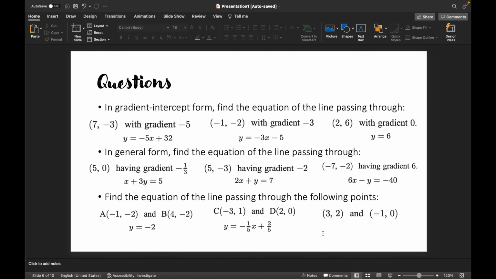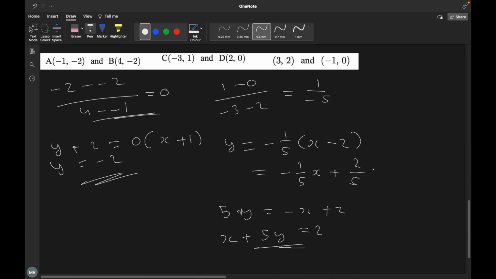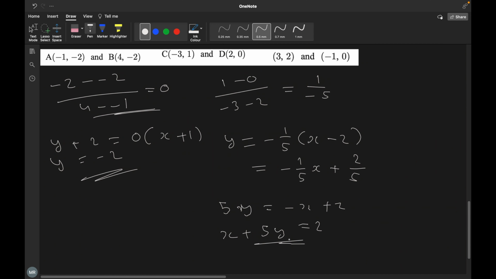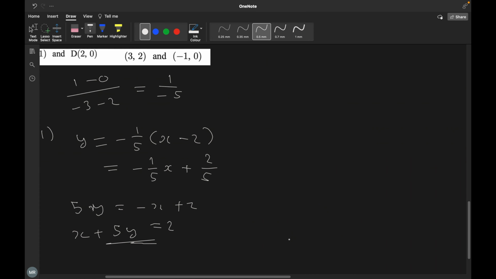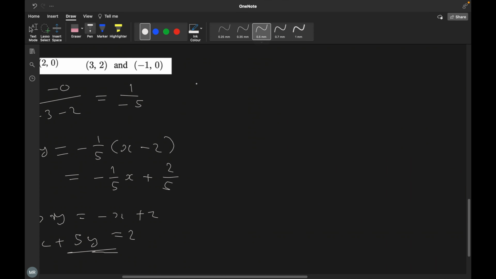So we had it in gradient intercept form, which is this, or you can write it in this form also, general form. So now let's solve the final question. The gradient will be 2 divided by 4, because 2 minus 0, 3 minus 1. That's 1 by 2. Let's use this coordinate. So there is no y coordinate, so that will be y equals 1 divided by 2 into x plus 1. That will be y equals 1 by 2x plus 1 by 2.